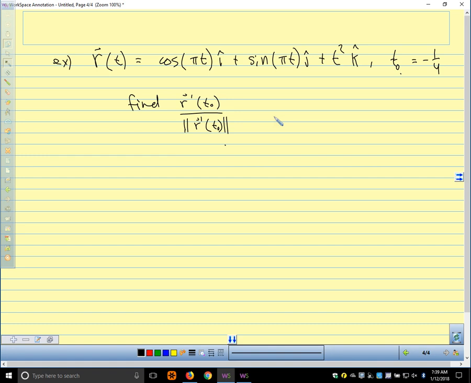A unit vector in the direction of motion. So this is going to give us a unit tangent vector. And r double prime of t0 over the magnitude of r double prime of t0. And what would that give us? A unit vector for acceleration, tangential acceleration vector.